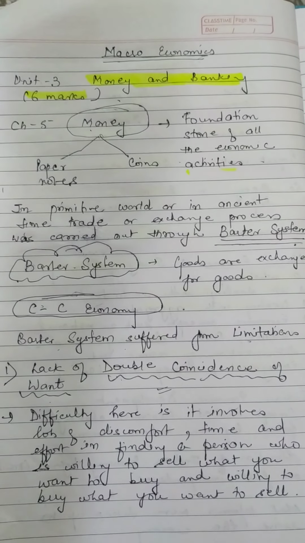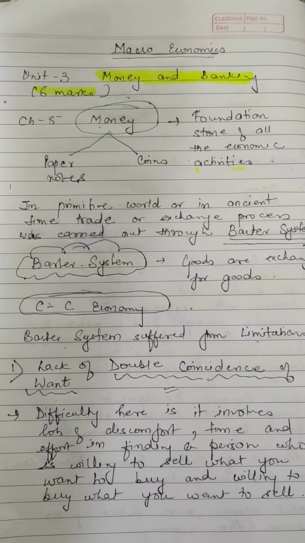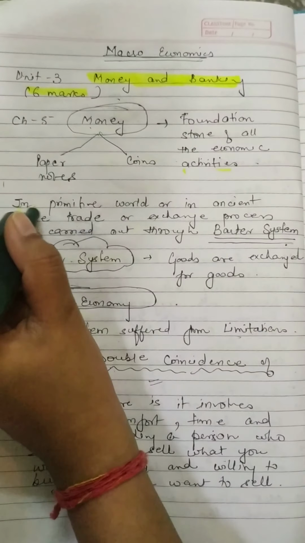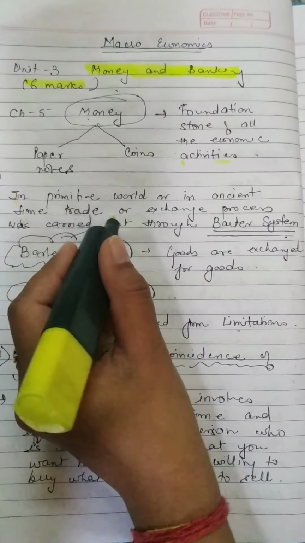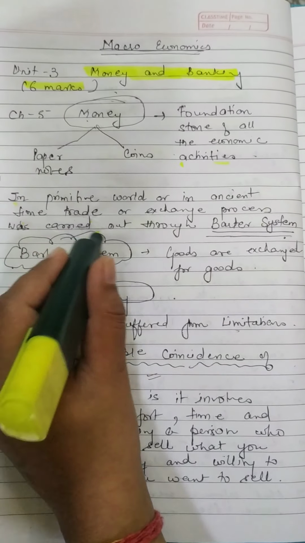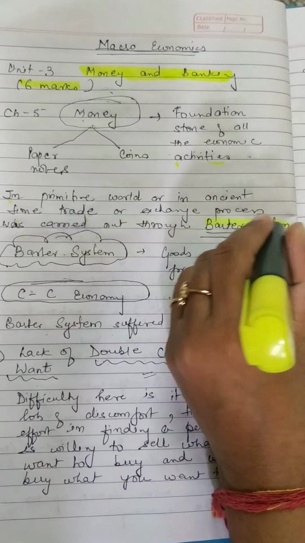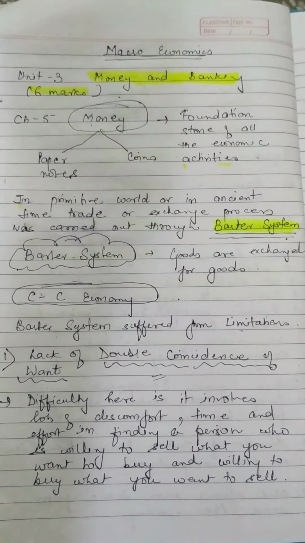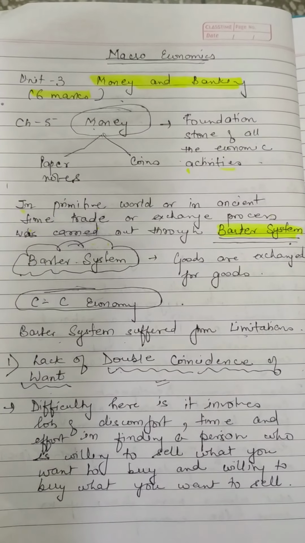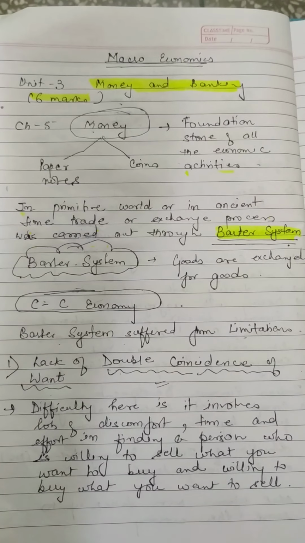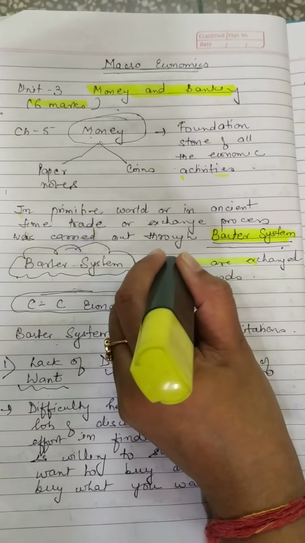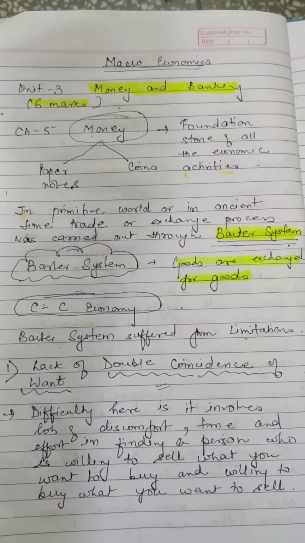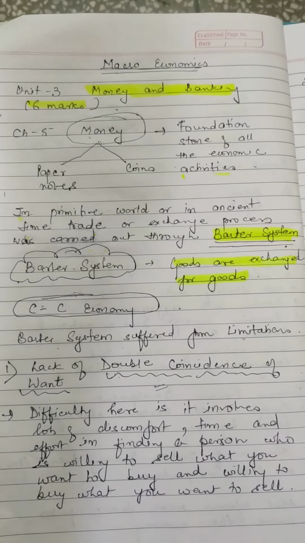But what was the system prevailing in ancient times before the invention of money? So in the primitive world or in ancient times, the trade or exchange process was carried out through the barter system. You must have heard this term barter system in your 10th class. Now, what is the barter system? Under the barter system, goods are exchanged for goods, or there is a direct barter of goods and services.